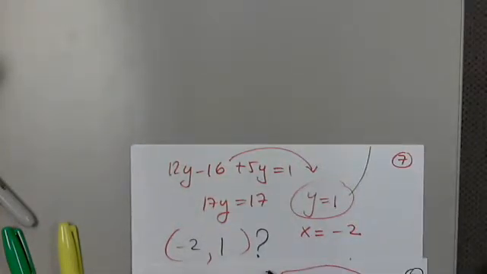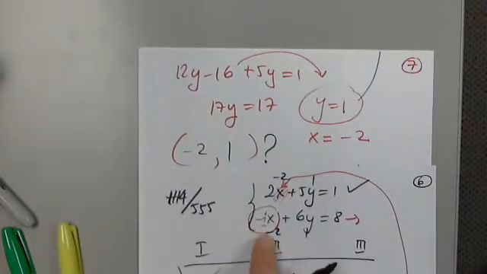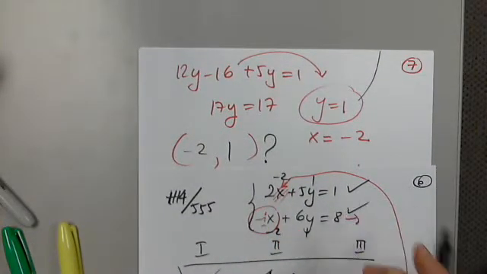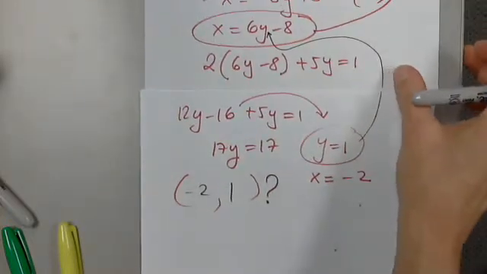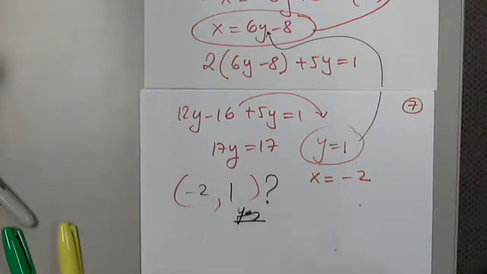I'm checking negative 2, 1. 2 times negative 2 is negative 4, plus 5 is 1. Check. Negative 1 times negative 2, oops, sorry. Negative 1 times negative 2 is 2, plus 6 is 8. Check. The solution must check in both. You have to check both. Then I will say yes. I checked in both. Both equations are true when I replace x by negative 2 and y by 1. So this must be the solution, and there is no other.